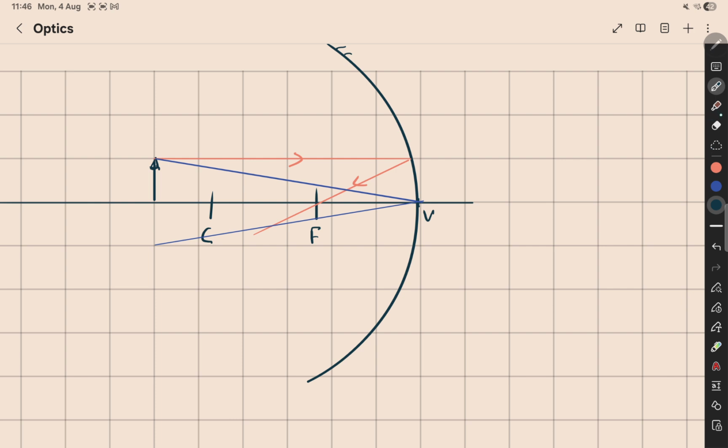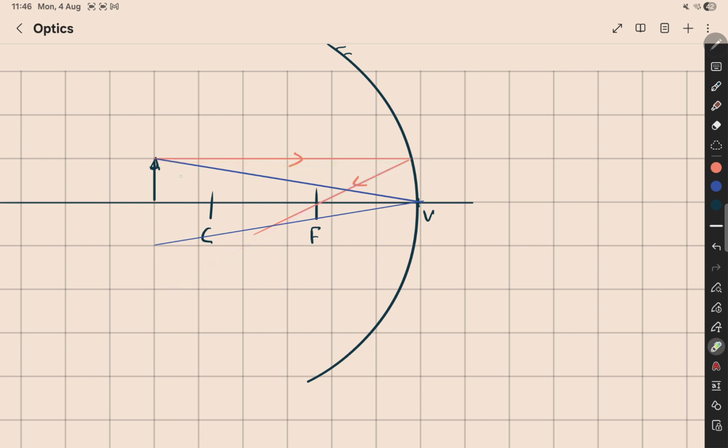First, we need to draw some notable rays. I like to use those two here. So the first one is the parallel ray. If there's a light ray coming from the tip of the object and it's reaching the mirror parallel to the principal axis, it will reflect, passing through the focal point. That's a characteristic of spherical concave mirrors.